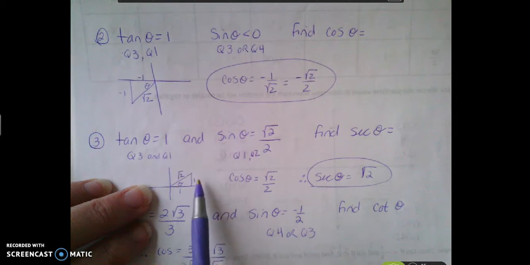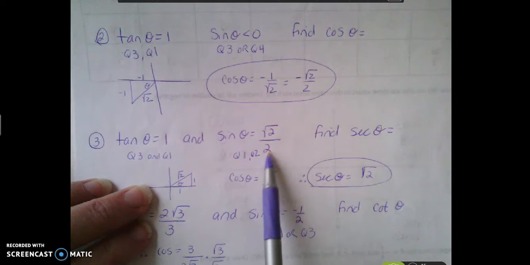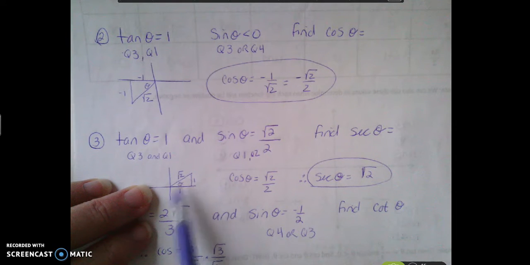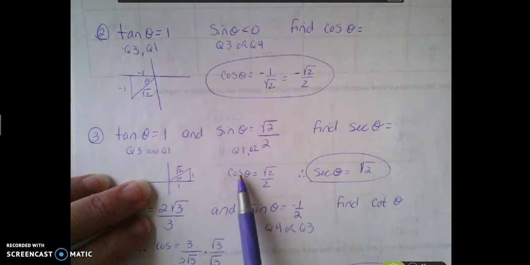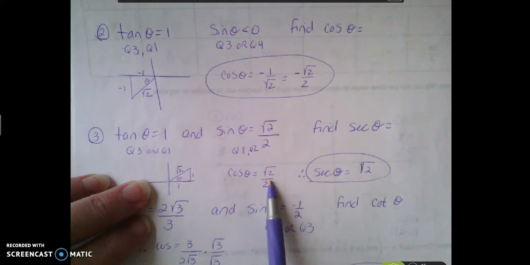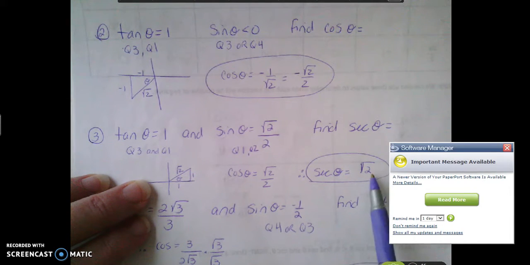Tangent is 1, that's 1 over 1. Sine is square root of 2 over 2, so that's my hypotenuse. So find the secant. Secant is 1 over cosine, so cosine would be square root of 2 over 2. So secant would just be square root of 2.